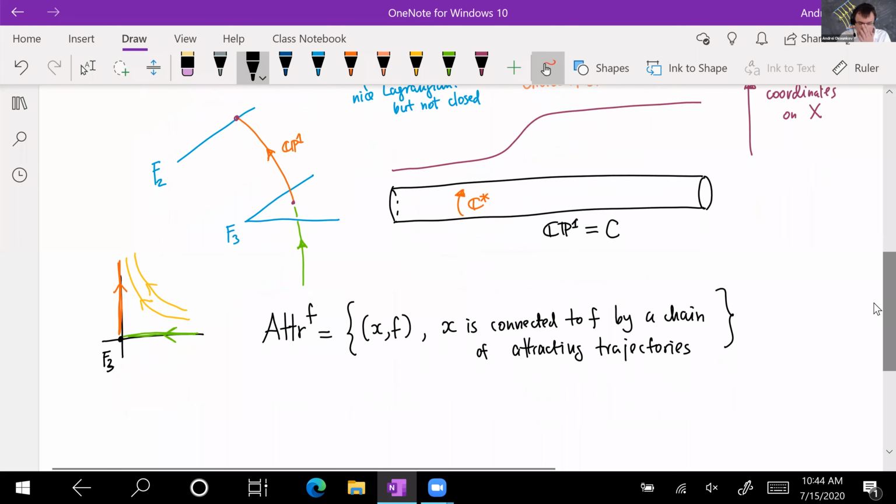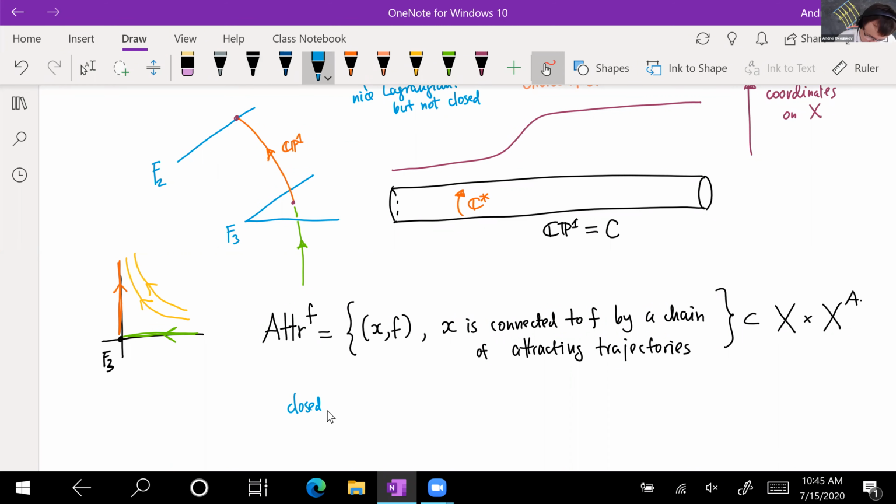So this object here, it's closed. And not only is it closed, in fact it's proper. So this is a subset in X cross the fixed locus. So it's closed. It's in fact proper over X. It's pretty clear.